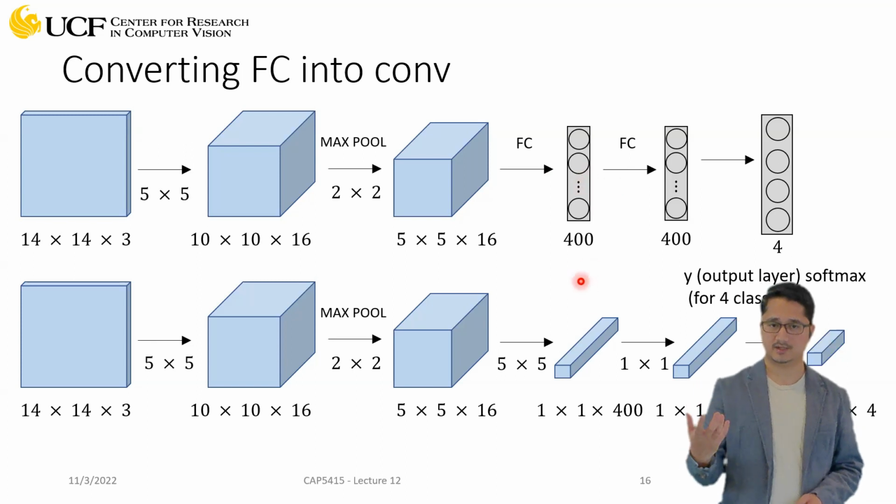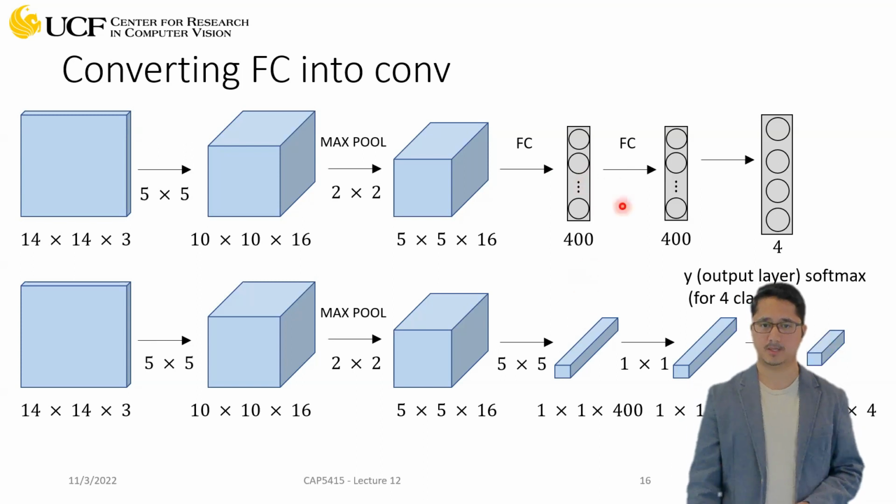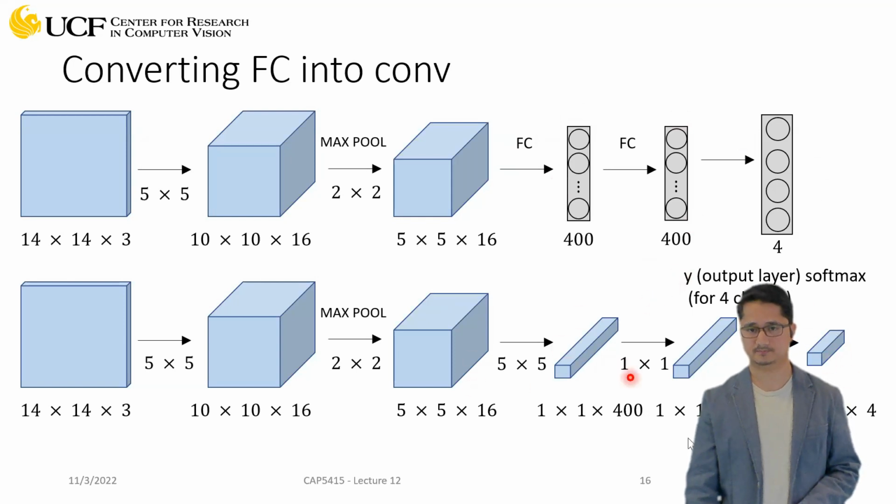So both are doing classification, and both have almost similar structure. The only difference is in this case, you are using fully connected layers at the end. And in this case, you don't have fully connected layers. It's completely convolutional.